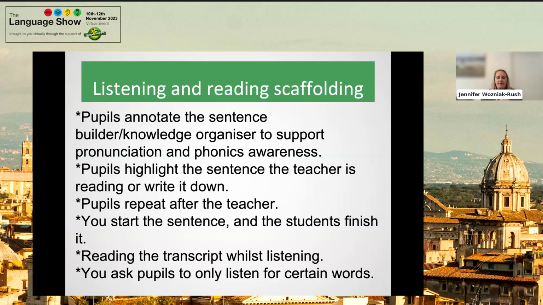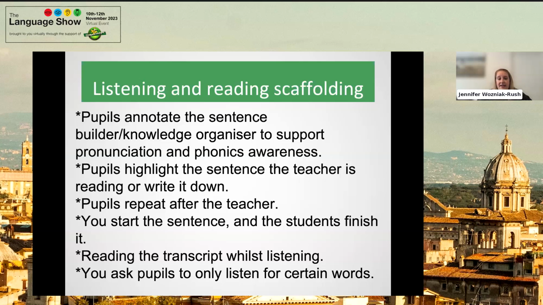But as I said, be very mindful of heavy cognitive demands on the listening and the reading as well. So the listening and the reading can also be scaffolded, and you can easily do that. For example, you could have pupils annotating the sentence builder or your knowledge organizer to support the pronunciation and also that phonics awareness, which we know is really important now with the new GCSE. Pupils highlight the sentence the teacher is reading or writing it down. Pupils repeat after the teacher, or you start the sentence and the students finish it. Pupils follow the transcript while listening.